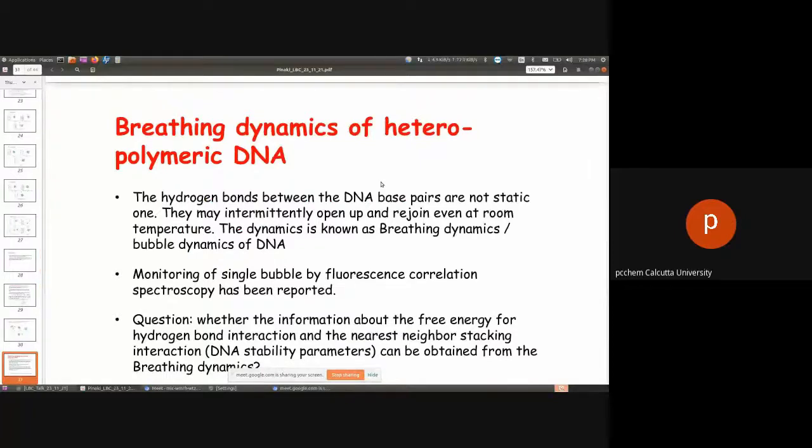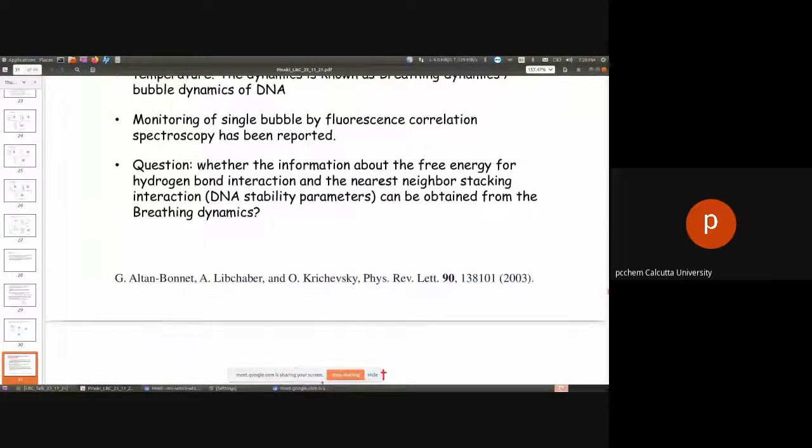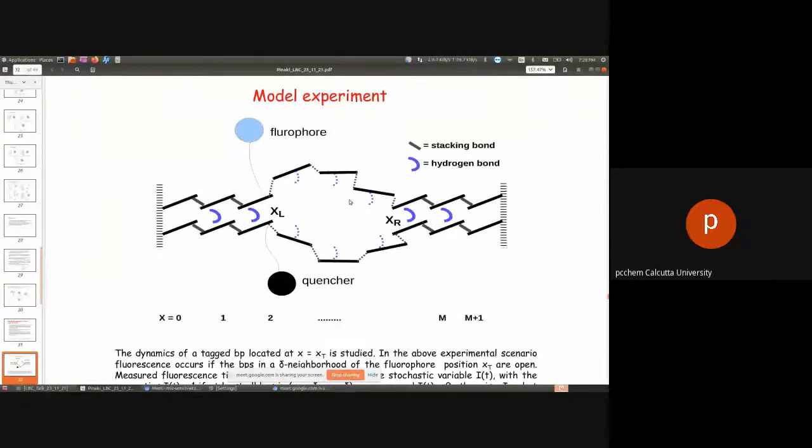And lastly, I'll just spend a minute on a cartoon. This is basically also a problem in kinetics. I have no time to discuss it. This is a double-stranded DNA. Now, the hydrogen bonds which hold the two strands, and you have stacking interactions also, these can intermittently open up and again rejoin. So when a number of these bonds open up, it creates a state which is called a bubble. Then again it zips.